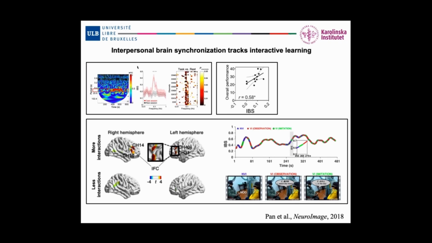Third, this specific enhancement of interpersonal brain synchronization predicted learners' behavioral performance. Fourth, Granger causality analysis further disclosed that the signal recorded from the instructor's brain better predicted that recorded from the learner's brain than vice versa.